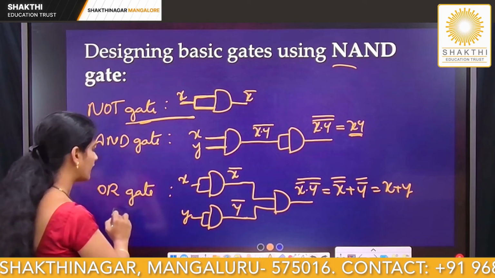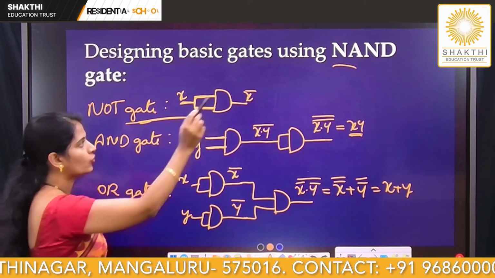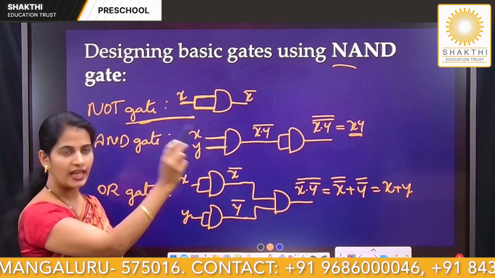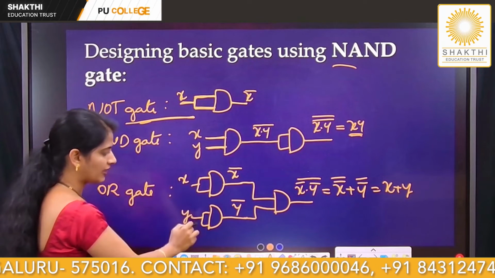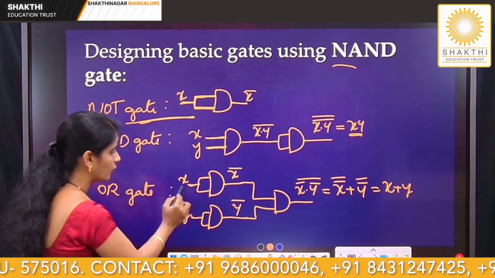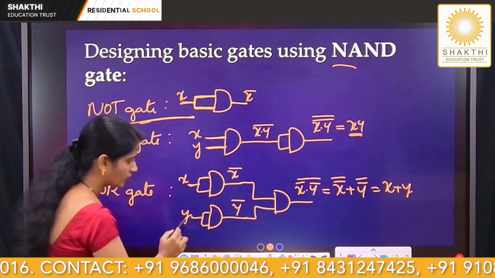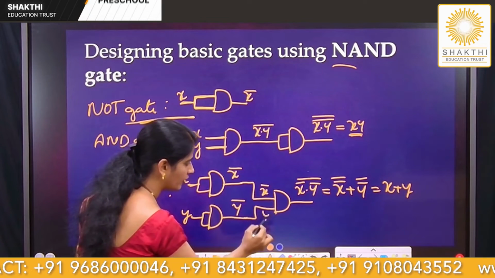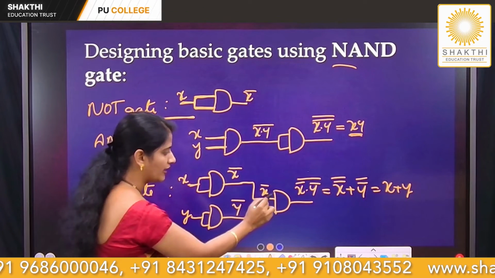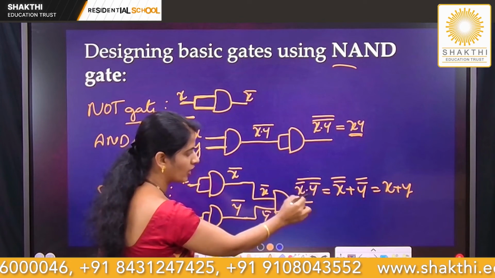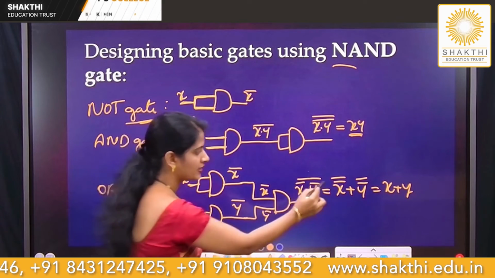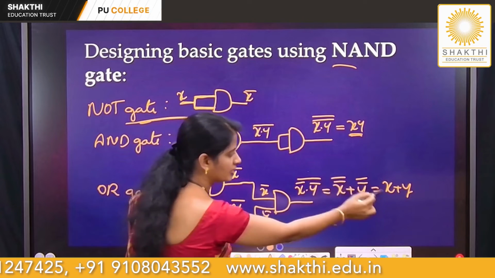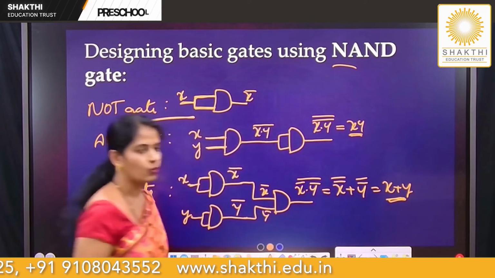And you have the OR gate. So how can you get OR gate? You have to use the NAND gate 3 times. If you want to perform the OR operation using NAND gate, you have to use NAND gate 3 times. Once for x you will get x bar, once for y you are going to get y bar. Then you give x bar and y bar to 1 more NAND gate, which gives you x bar dot y bar whole bar. That can be written as x double bar plus y double bar. You can cancel these double bars, and you will get x plus y.